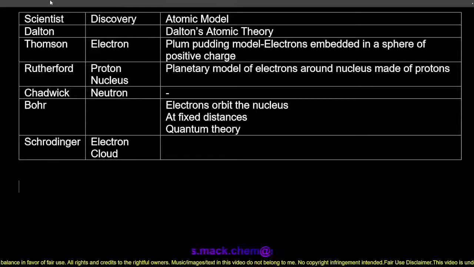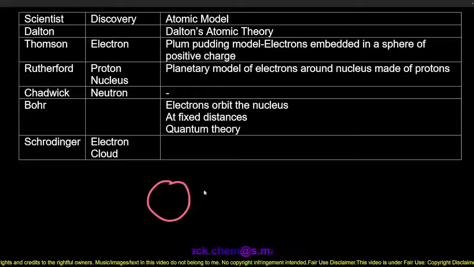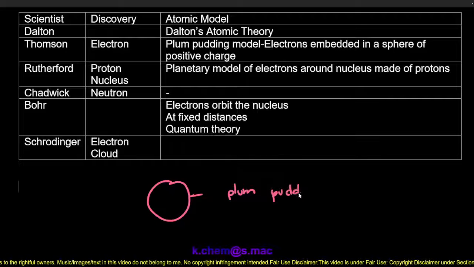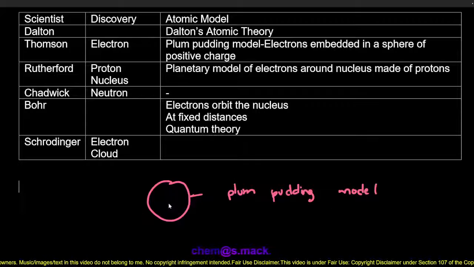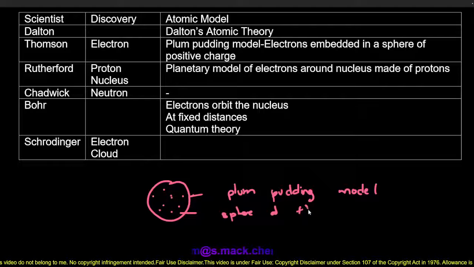So J.J. Thomson's idea of the atom became what is called a plum pudding model, where the electrons are said to be like plums embedded in a sphere of positive charge.